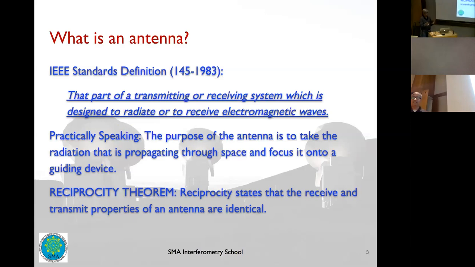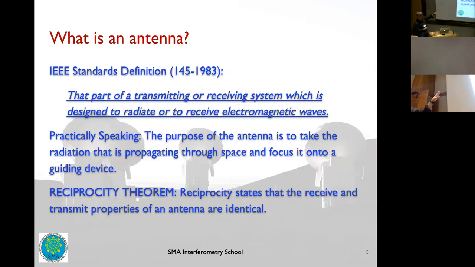And this is a very important part, and it's actually been codified into what's called the reciprocity theorem. And it says that the receive and transmit properties of an antenna are identical. So if you want to understand how we receive the signals, and that's what we do all the time in astronomy and radio astronomy, all we're doing is receiving signals. So if you want to understand that, all we need to know is how does that antenna transmit? And so it's just reciprocal. So either you can figure out one or the other.